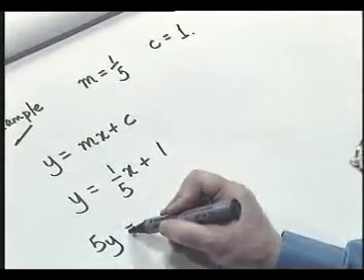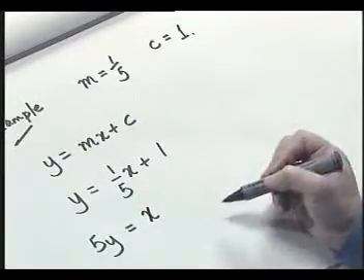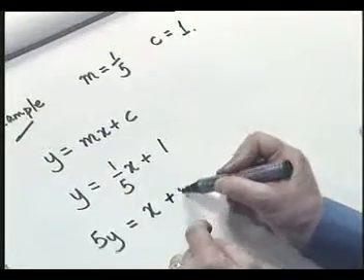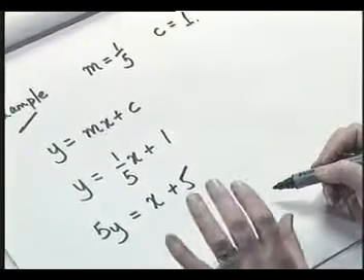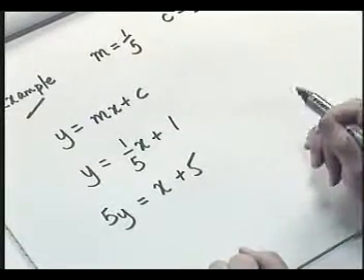We'll get 5y. The 5s will cancel when we multiply by 5 here, just to leave x, and 5 ones are 5. So this form is equivalent to this form, but just written in a different way.